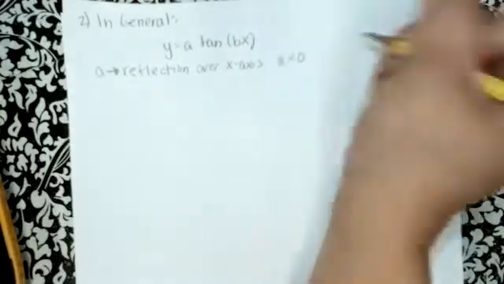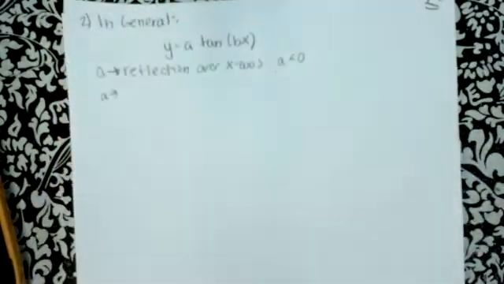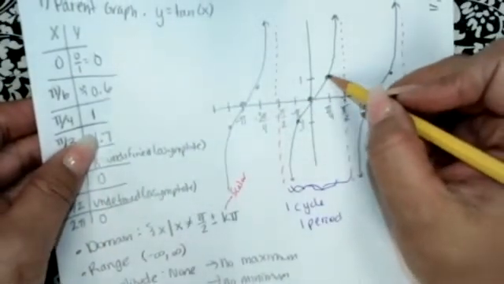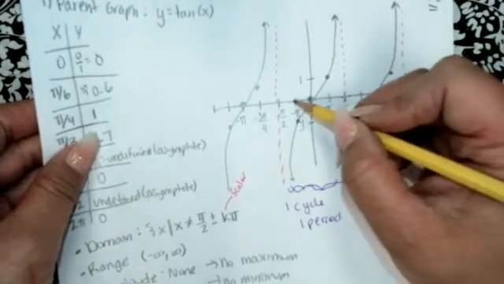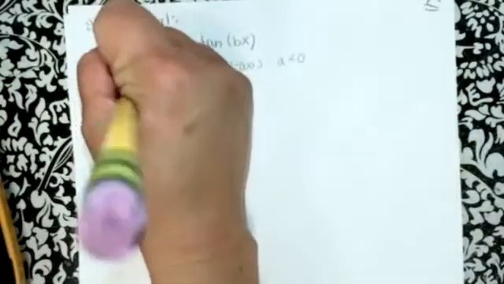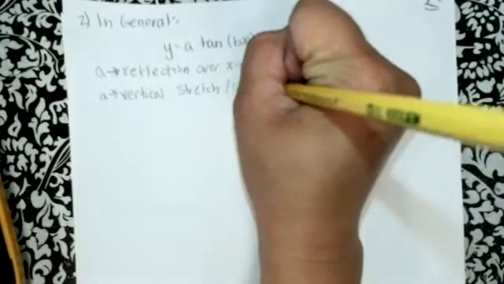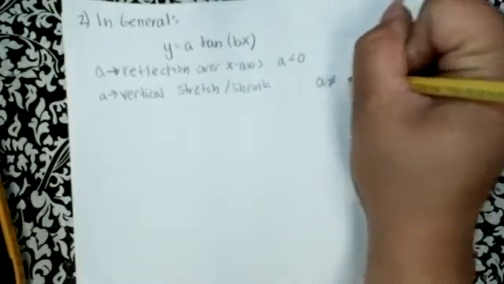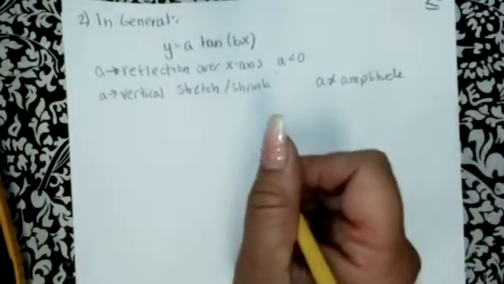If a is less than 0, it is still going to be a vertical stretch and shrink. And when I say vertical stretch and shrink, remember right here how we went over 1, up 1? Let's say the a value was 2, you would go over 1, up 2, over 1, down 2. Okay, that's what I mean by the vertical stretch and shrink. A does not stand for amplitude. Here you have no amplitude.